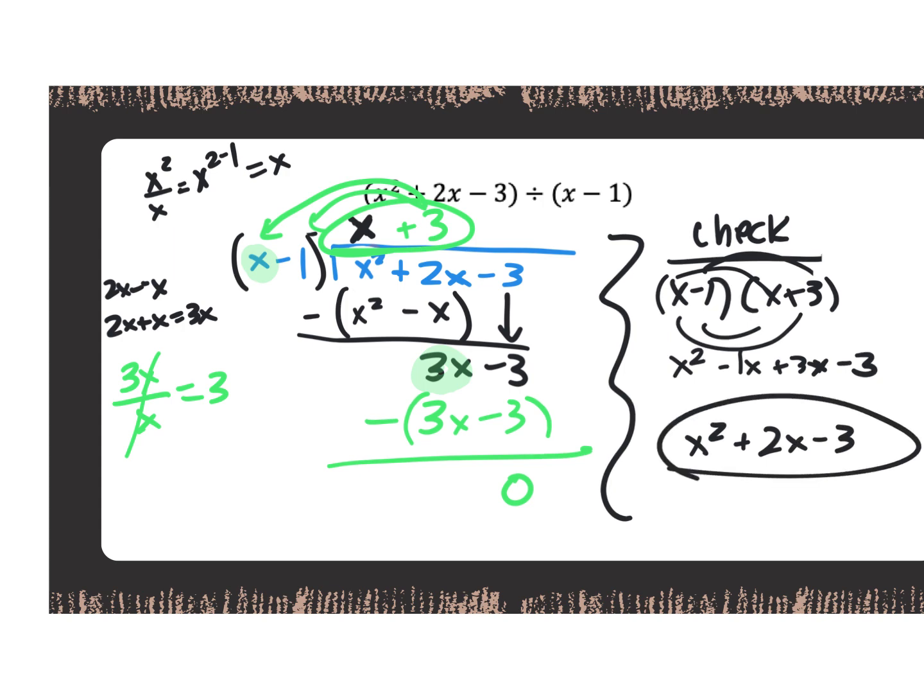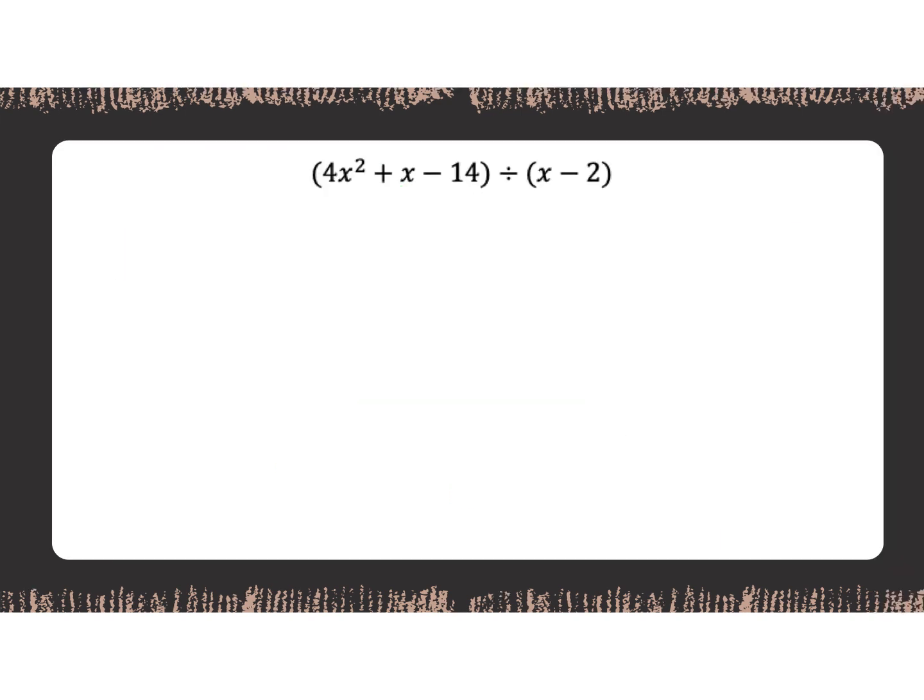So the whole idea of this process is to determine if x minus 1 divides into x squared plus 2x minus 3. The examples are going to get a little bit harder than this, but ultimately all I'm trying to see is if you can use the process of long division to divide x minus 1 into a longer polynomial.